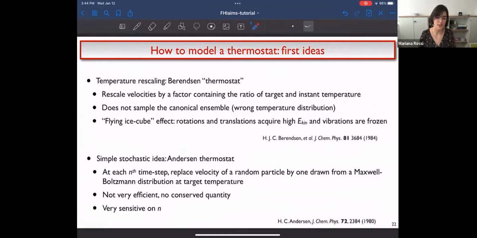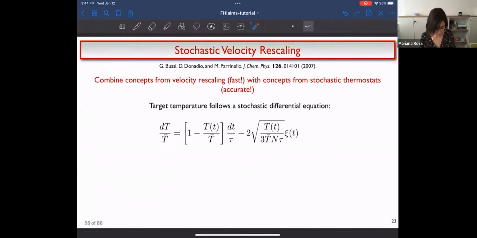In another quite early development, there was the Andersen thermostat also, in which you do a stochastic change in the momenta of your particles in the system, and you change it to a momenta that is consistent with the Maxwell-Boltzmann distribution at the target temperature. And this is a good thermostat in the sense that it does sample the canonical ensemble, but it's not very efficient, and it's very sensitive on how often you do this procedure.